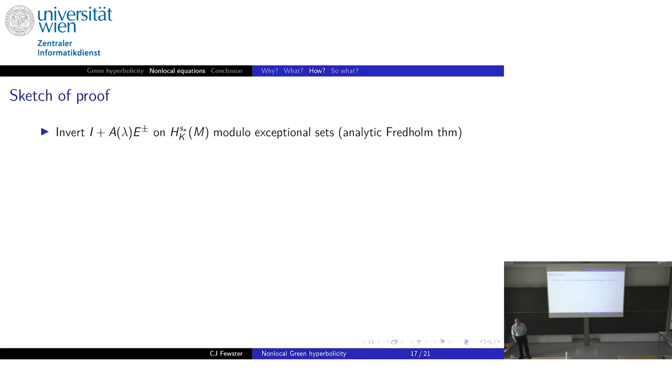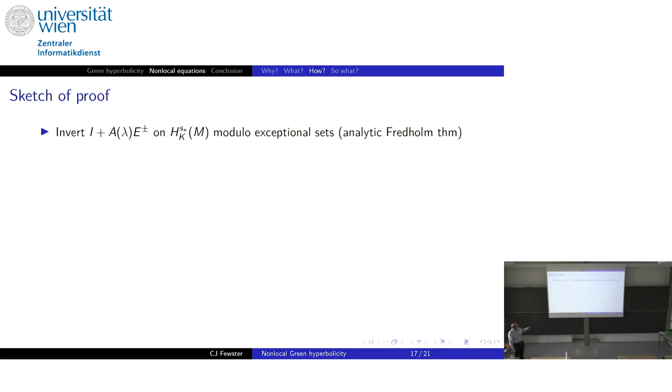So to give a quick sketch of the proof, what we do is we invert the identity plus this composite. And remember, this is going to be a compact operator, and at lambda equals 0, this bit vanishes, and so I've just got the identity. So that is invertible, and so I can use the analytic Fredholm theorem to say that I can find inverses to this for all lambda other than in a discrete exceptional set.